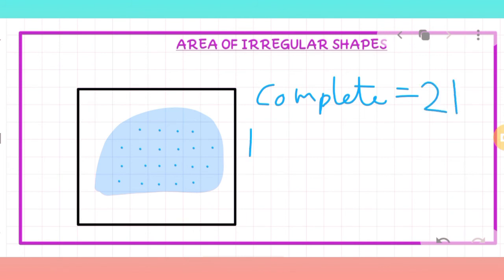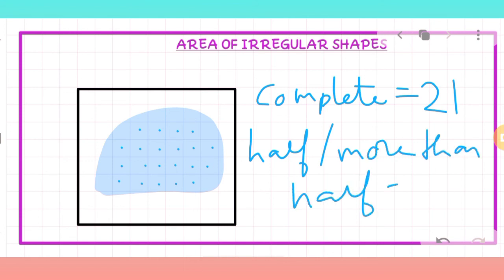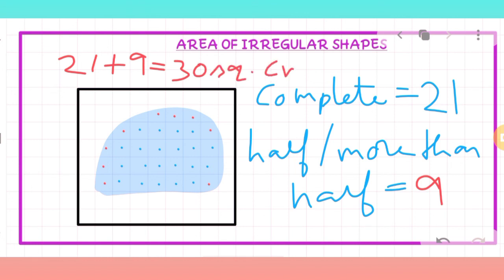Now next we will count the squares that are half or more than half covered. So how many are half or more than half? 1, 2, 3, 4, 5, 6, 7, 8. Now 8 squares are half, and this is also one, so 9 squares are half or more than half. Now we will add up these two. So 21 plus 9 will give us 30. So that means the area of this irregular shape will be 30 square centimeter.